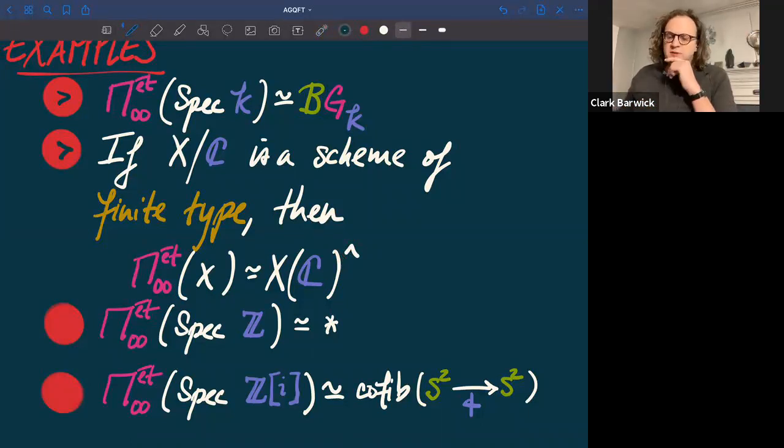Well, one thing that we decided was going to be very interesting was if I tried to understand the Étale homotopy type of spec Z. Unfortunately, it's not interesting at all. It turns out it's just a point. At the level of pi 1, this is the fact that Q doesn't have any non-trivial unramified extensions. Things are a little more interesting if you're willing to involve something like the Gaussian integers. This turns out to be the cofiber of the degree 4 map from S^2 to S^2. And that's the Étale homotopy type of the Gaussian integers.